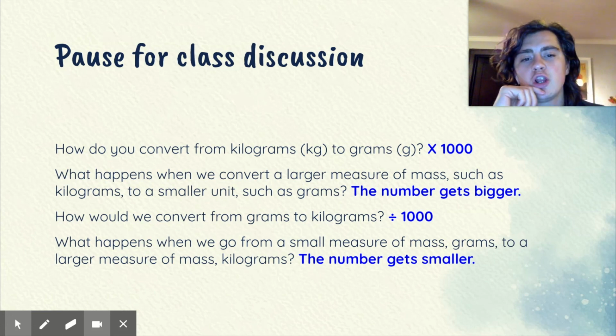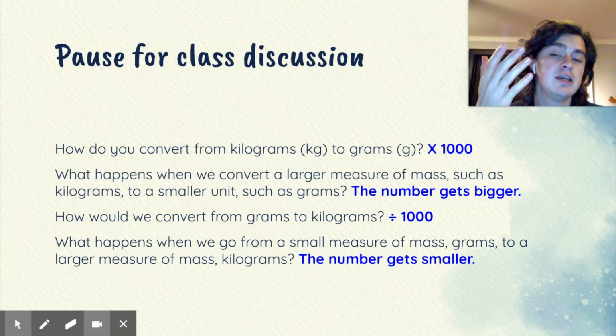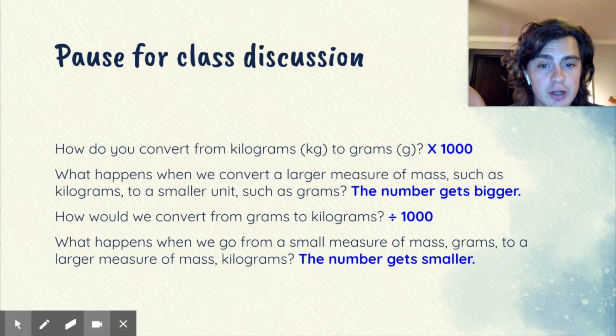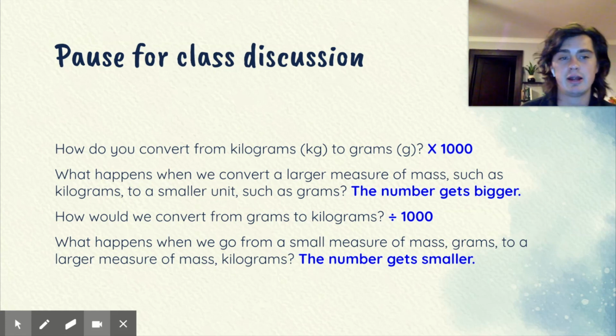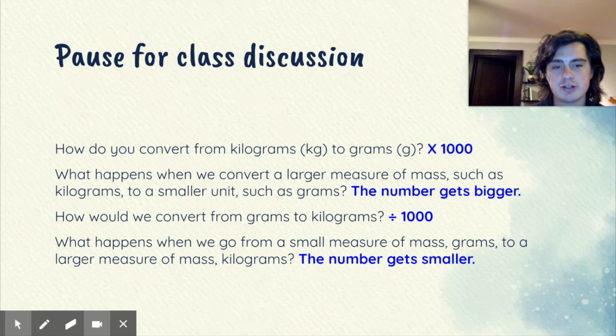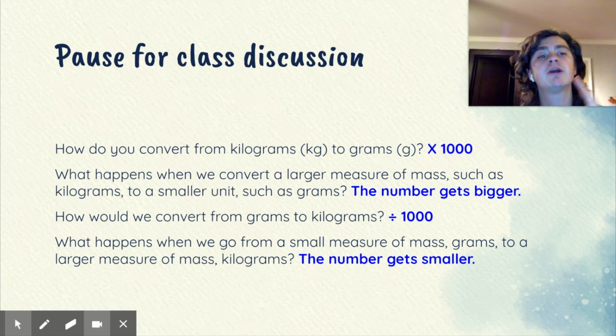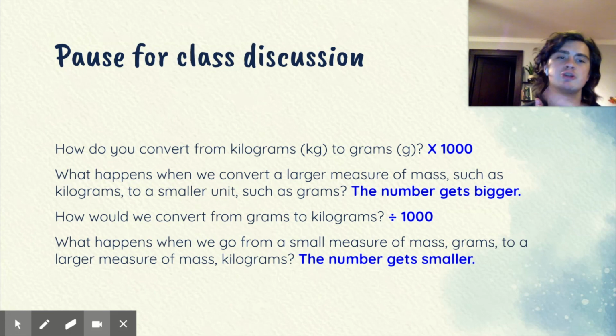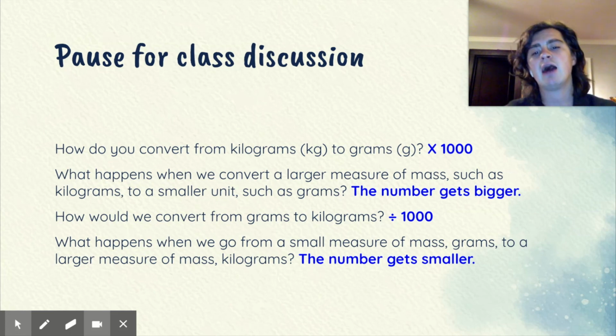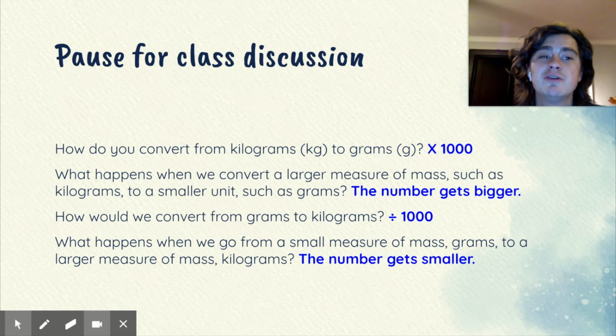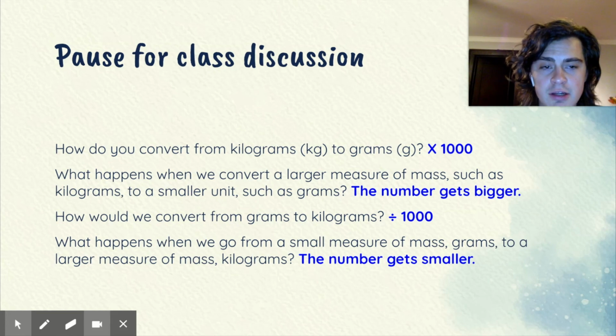What happens when we convert a larger measure of mass, such as kilograms, to a smaller unit, such as grams? The number gets bigger, which is kind of weird because you're going from a larger measure, kilograms, to a smaller measure, grams, and the number gets bigger. How would we convert from grams to kilograms? You divide by 1,000, or use your little chart.